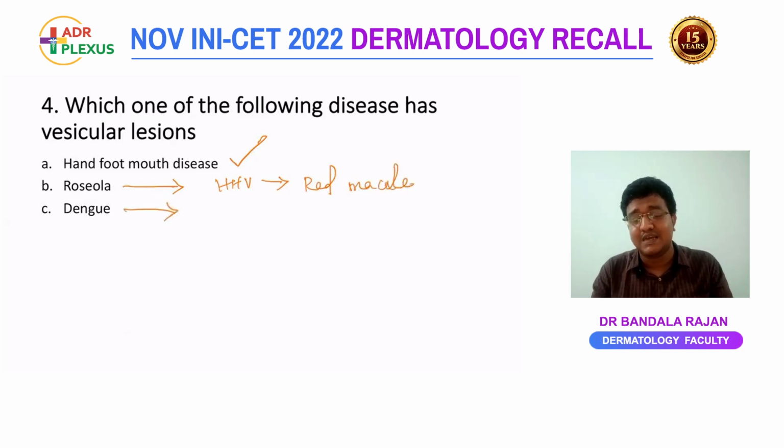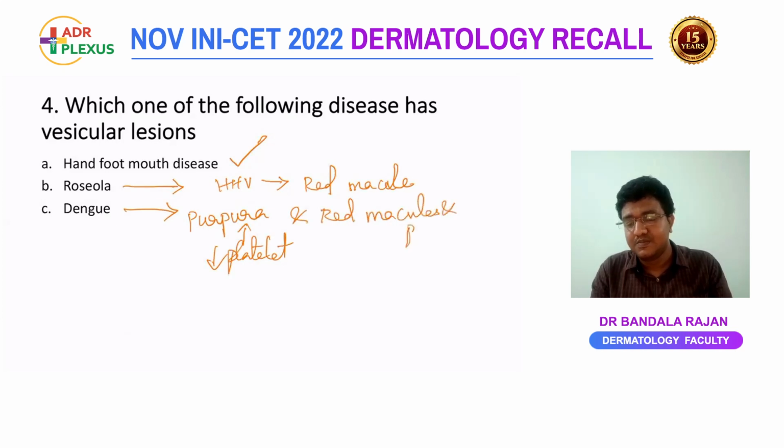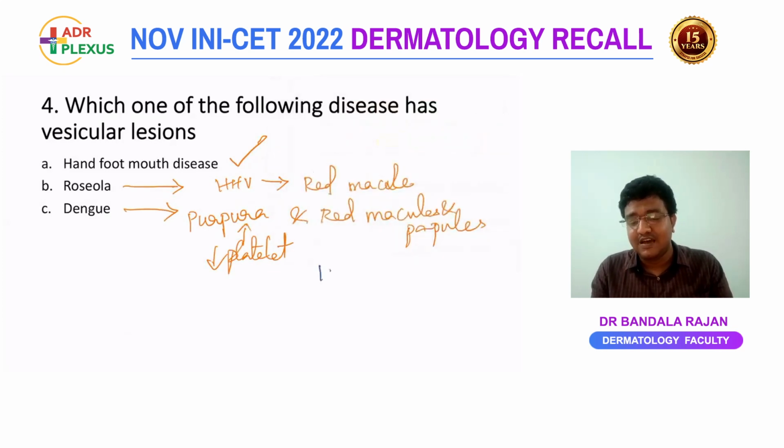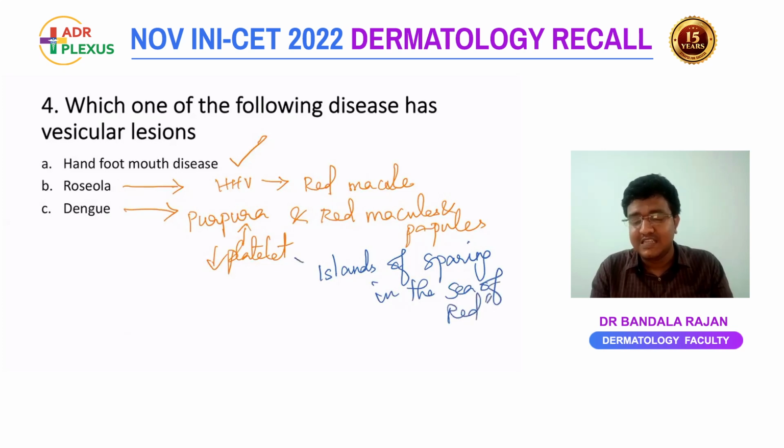Dengue is also characterized by purpura due to thrombocytopenia and red macules and papules. Another important finding to note in dengue is islands of sparing in the sea of red. It means there will be a widespread rash with areas of normal colored skin. That is characteristic of dengue.